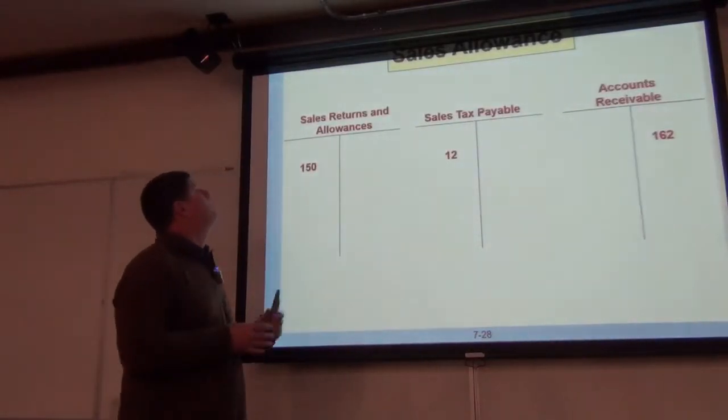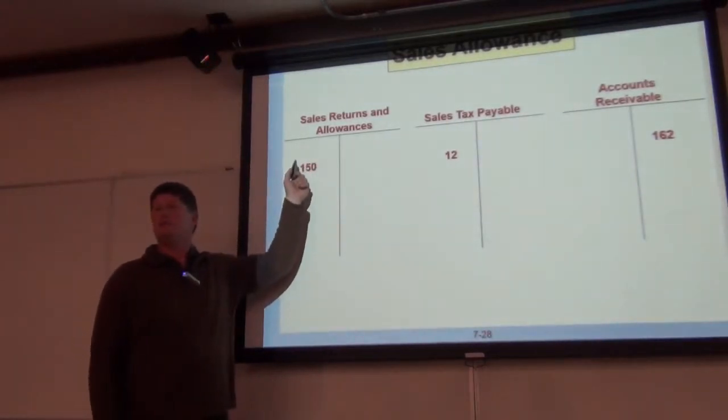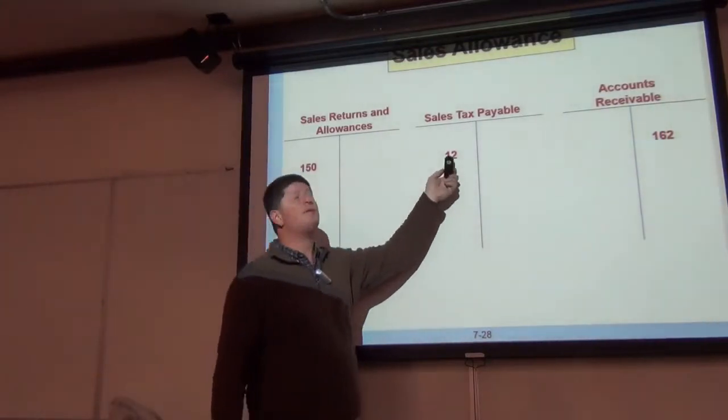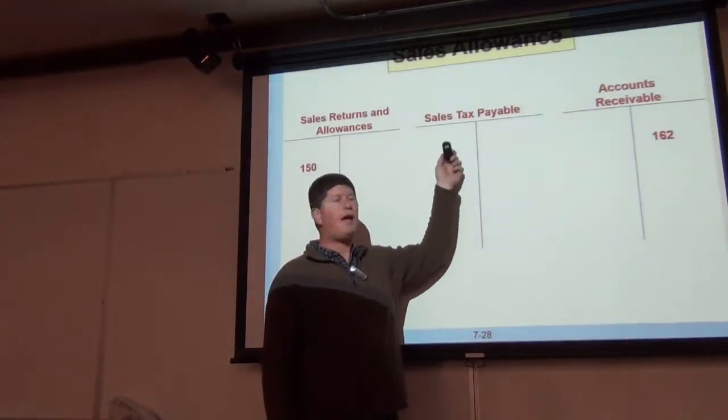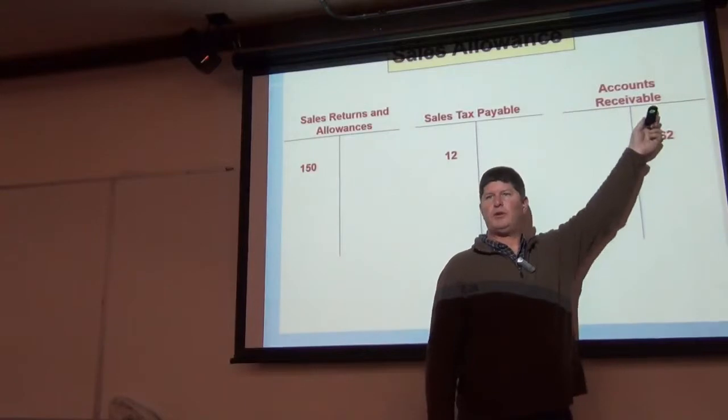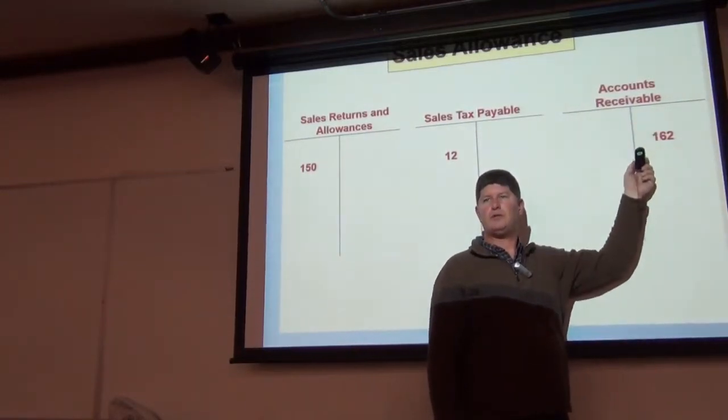Okay, here we go. So we're going to debit sales returns and allowances. Right? We're not going to debit sales; we keep it in its own account. We're going to debit sales tax payable, reduce our liability, and we're going to credit accounts receivable, and we're going to reduce the amount that he owes us.